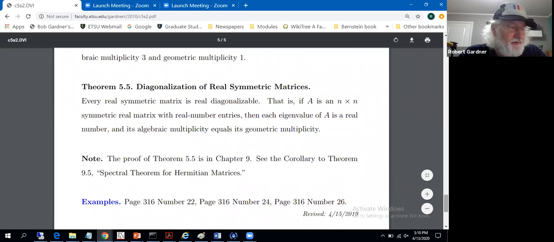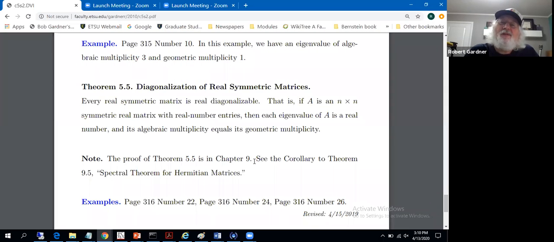Theorem 5.5 is cool because it's easy to read. You ought to know what the words all mean. The unfortunate property of this is you can't really prove this until chapter 9. We need to know more stuff about complex numbers. That's why the proof of this is in chapter 9. But the theorem, diagonalization of real symmetric matrices, is quite easily understood.